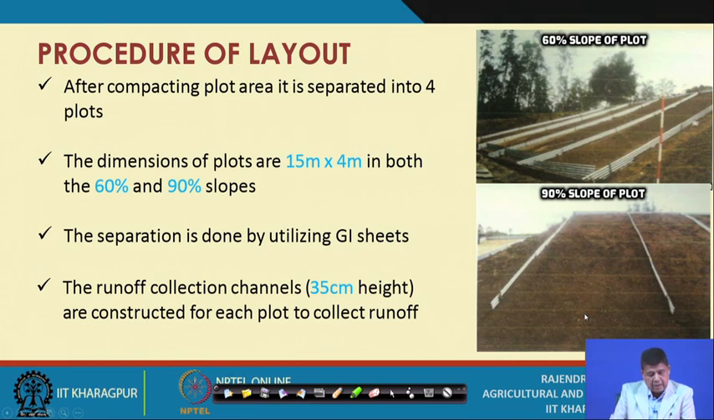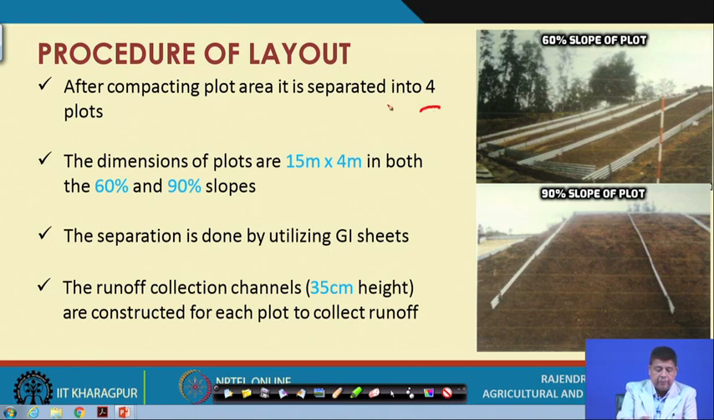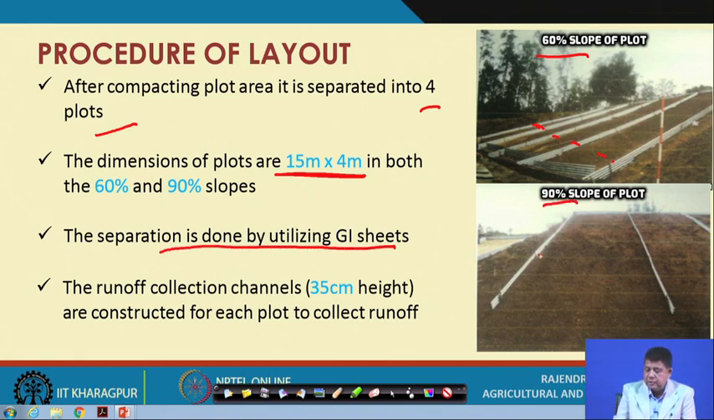And then after completing the plot area, it is separated into 4 plots, as you can see here, different plots are created, and the dimension of plots is typically kept 15 meter by 4 meter in both the slope conditions. The separation is done typically by GI sheets. You see that GI sheets are being used for creating the separate plots, and runoff connection channels are constructed for each plot to collect the runoff. Outside this area there is a runoff collection channel also.